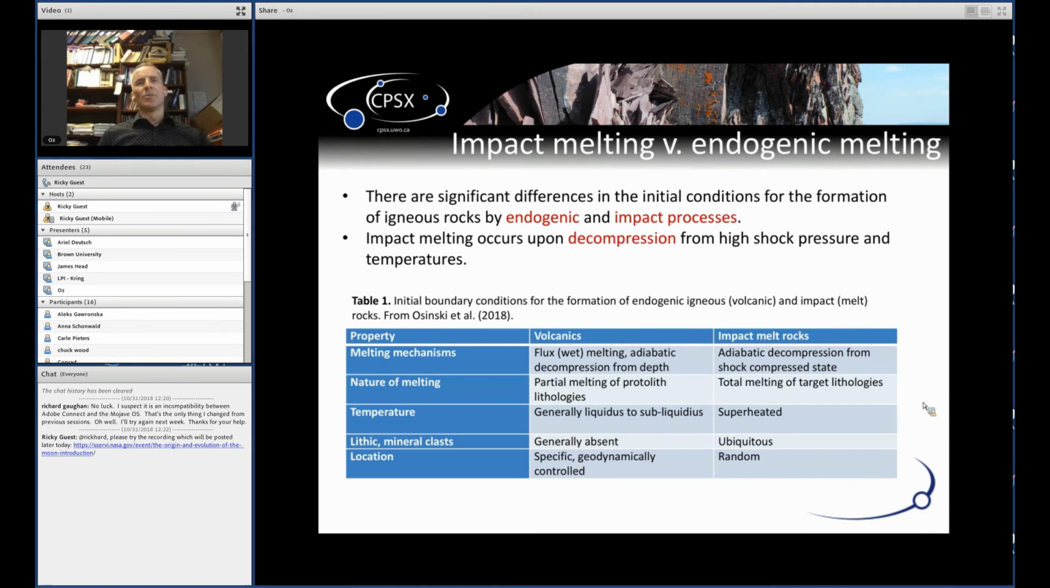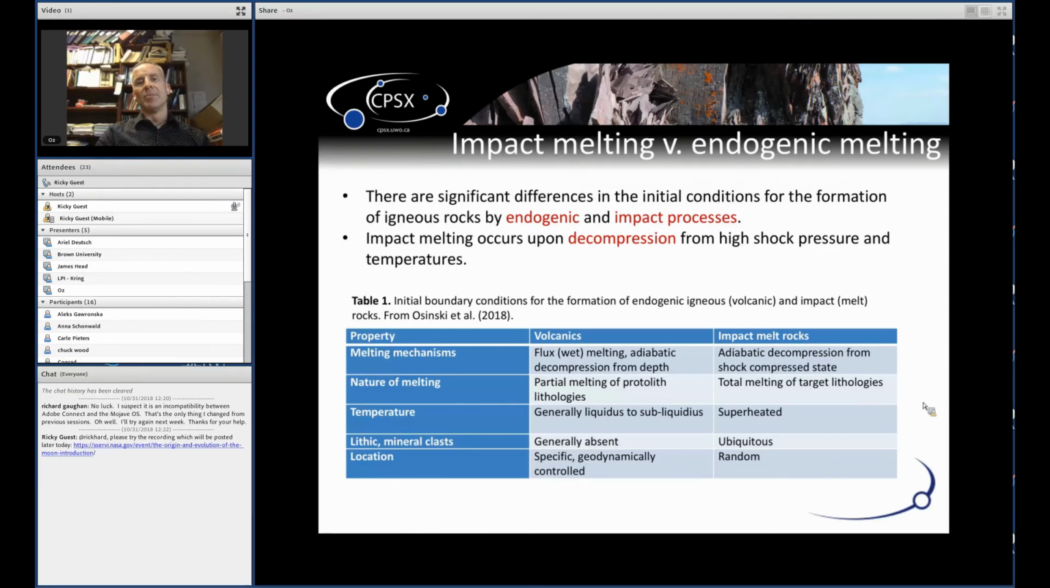So, impact melting is perhaps one of the most well-known products of impact events. We see this beautifully in fresh lunar craters. We have samples in the Apollo collection. It's good to point out, because you've talked about lunar volcanism already, that there are some major differences between endogenic melting and impact melting, summarized in the table below. I'm not going to go through it word for word.